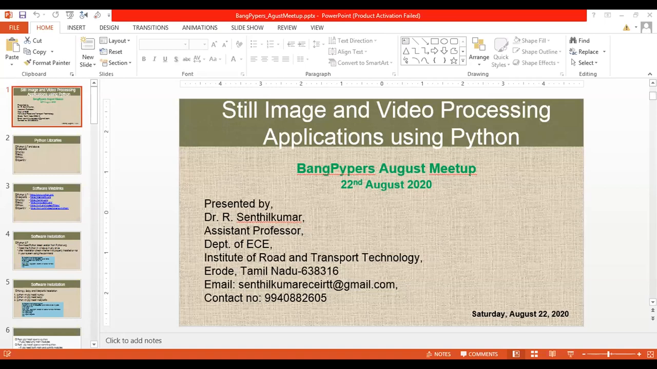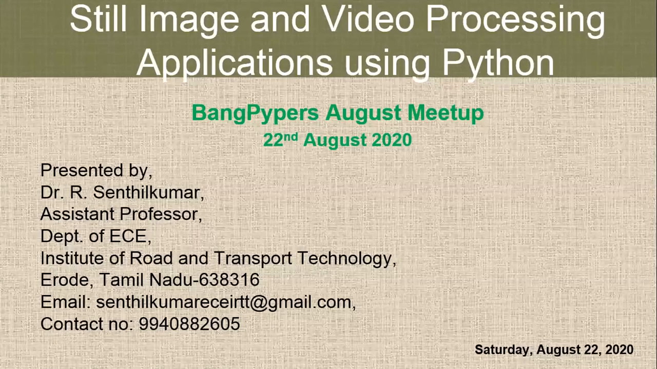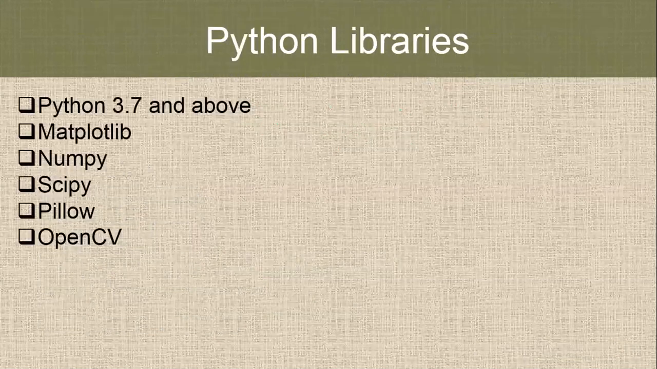I'm going to give you a talk on still image and video processing applications using Python. What are the Python libraries and software packages necessary for still image and video processing? Python 3.7 and above, and you have to install other libraries like Matplotlib, NumPy, SciPy, Pillow, and OpenCV.